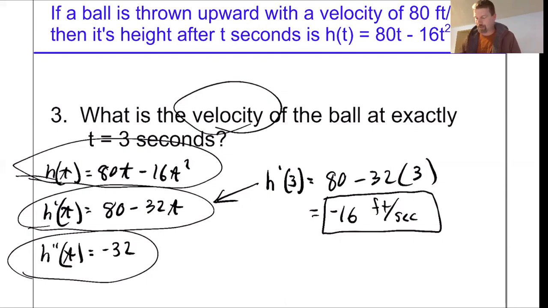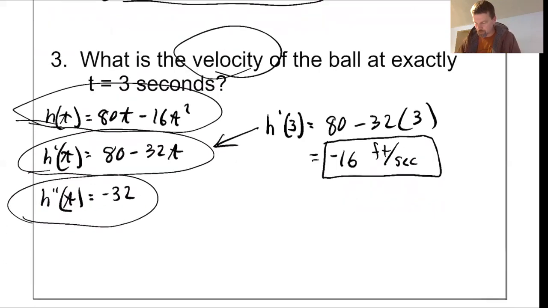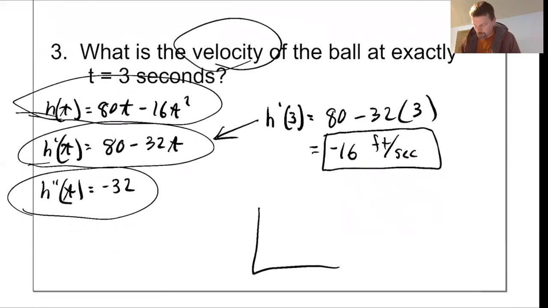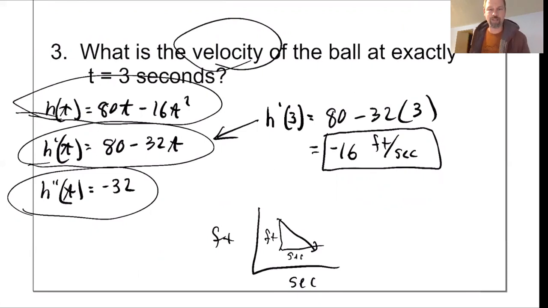I know that's the label because the height was measured in feet and the time in seconds, right? If I did a quick graph here, with something measured in feet and the x-axis measured in seconds, and I was finding slope, well, that's feet per second. A rise in feet over a run in seconds, and it's going downward, so it's negative feet per second. All right.